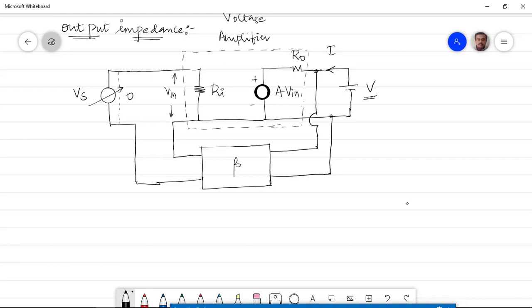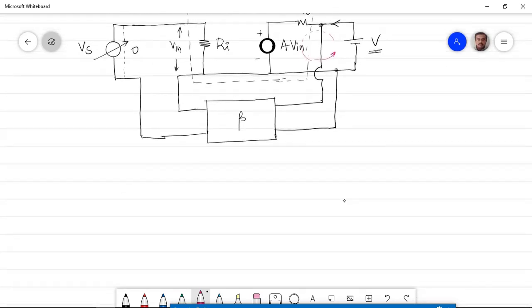I'll include a voltage source at the output, and I'm calling it V, and the current derived because of this voltage source is I. Now I'll apply KVL to this loop. Applying KVL to the loop consisting of V, R naught and A times V in.